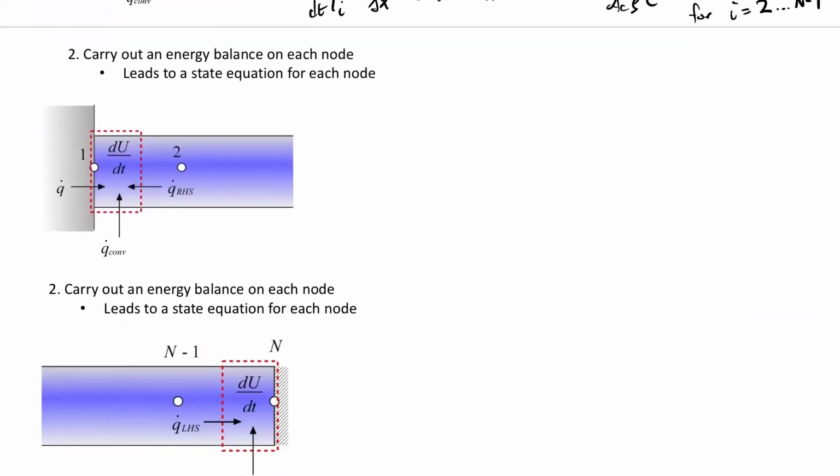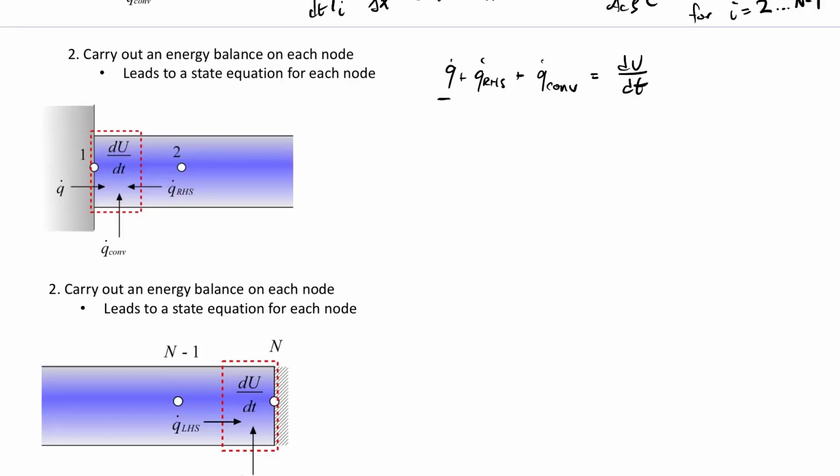So let's do this for the other two parts here. We'll do it quickly since it's basically the same thing. Again, on node 1, this is a node that's attached to the base. Our energy balance is Q dot from the left-hand side, plus Q dot from the right-hand side, plus Q dot convection, is equal to dU/dt. So we go through and do this.